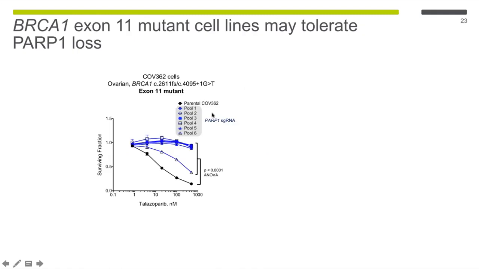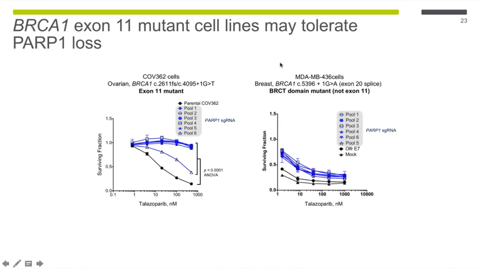So to test that a bit further, we used some of the other patient-derived cell lines we have in the lab. So in COF362, which is an ovarian cancer cell line with an exon 11 mutation, again, we were very easily able to isolate PARP inhibitor-resistant clones with a PARP1 guide RNA. But in MDM-B436 cells, which have an exon 20 splice site mutation, so this is not an exon 11, we could only ever get a kind of transient resistance to talazoparib, and we were never able to isolate any long-term resistant clones from these cells.